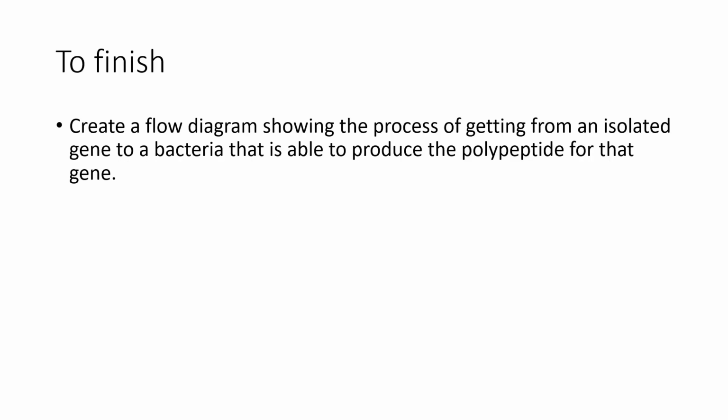Just to finish off, you want to go back through all the different stages. You can include the isolation from the other presentation, all the way through how we get from isolated gene to the end point, which is a bacteria containing a plasmid with the isolated gene on it that is able to make the particular polypeptide that we need.